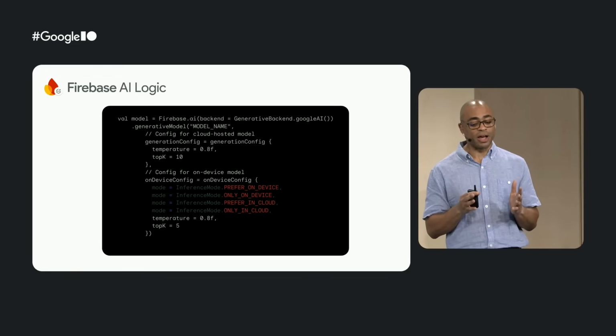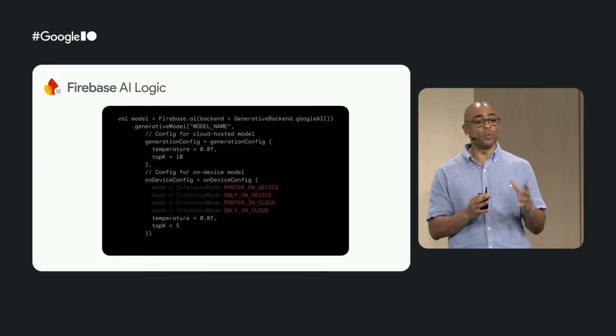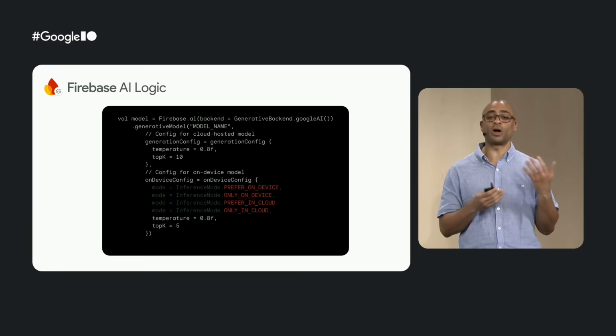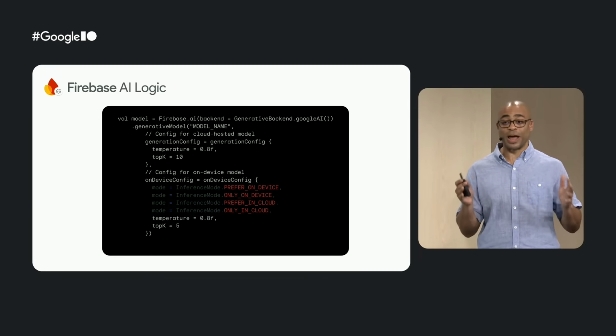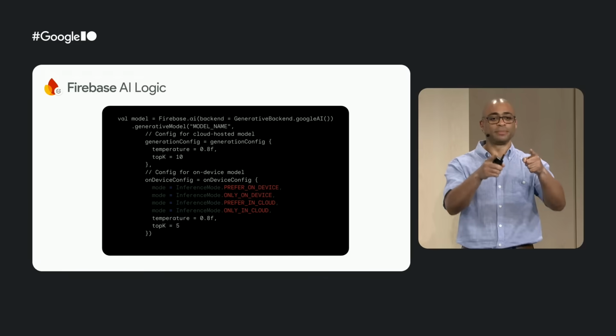You can configure hybrid inference in several ways to correspond to the way you want your app to prioritize the use of on-device or cloud models. With Firebase AI logic, the power of adding AI features to your app is yours.